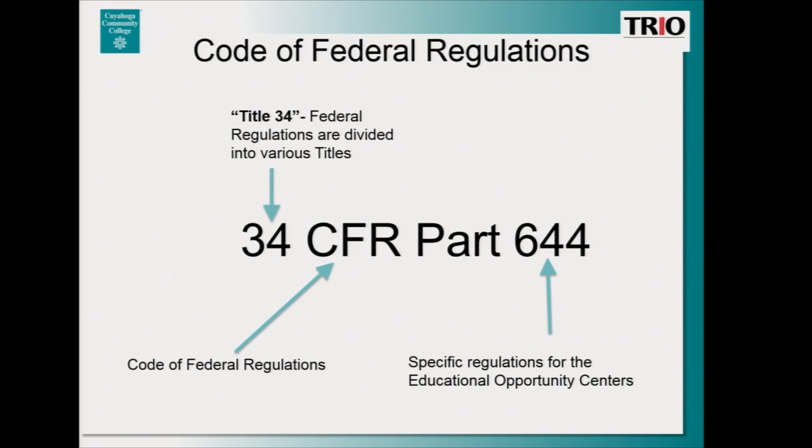You will notice that the Code of Federal Regulations for TRIO programs are found in Title 34 and range from Part 642 to 647. The Code of Federal Regulations for the Educational Opportunity Centers project is found in Part 644.